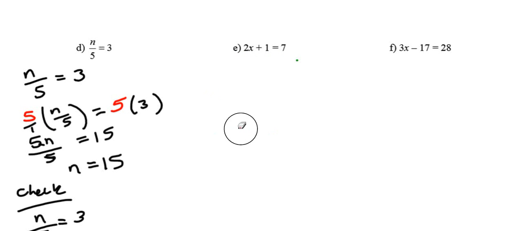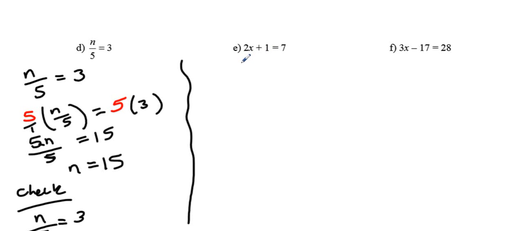Okay, so next one says 2x plus 1 equals 7. So I need to solve for x. This one's a little trickier because now we're getting into more than one step. So the first thing I need to do is get rid of the addition that was put onto the 2x. You can see that x had a couple of things happen to it. x started out as x, and then it got multiplied by 2, and then we added 1 to it.